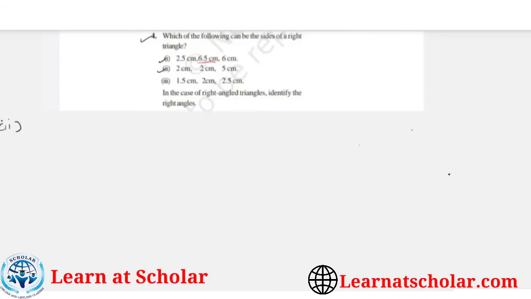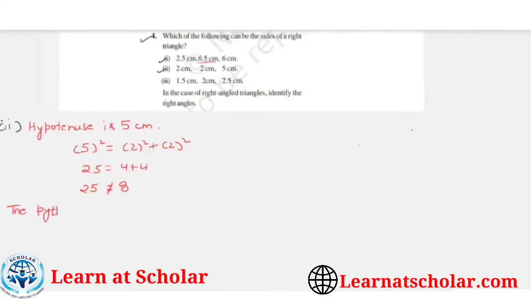In the second one, 2 centimeter, 2 centimeter and 5 centimeter. Hypotenuse is, yes, 5 centimeter because it is the longest side. 2 square plus 2 square. 25 is not equal to 8, that means Pythagoras property cannot be applied here. So the triangle is not right angled.